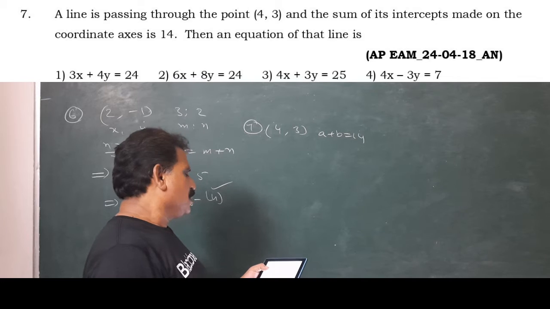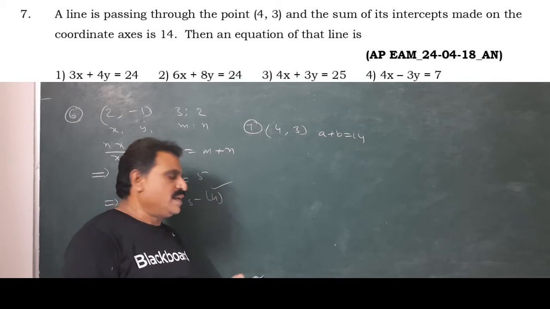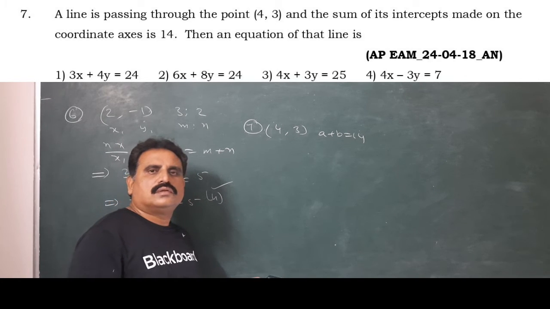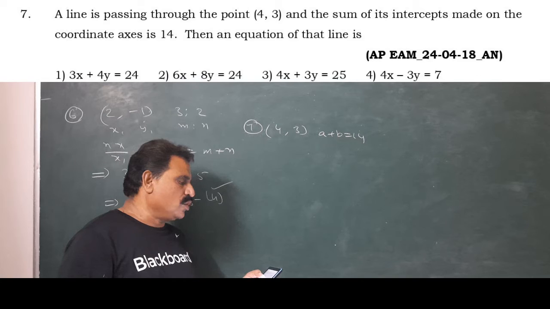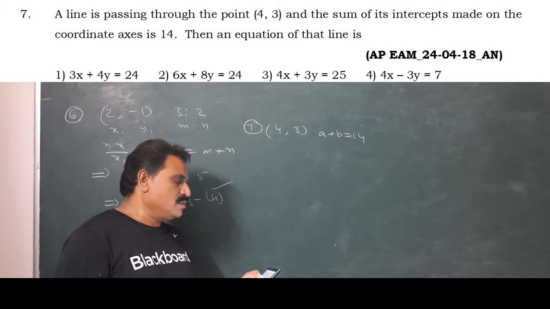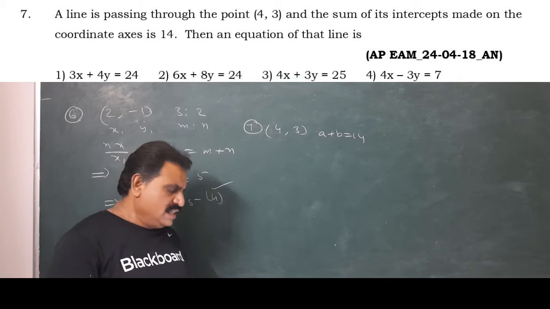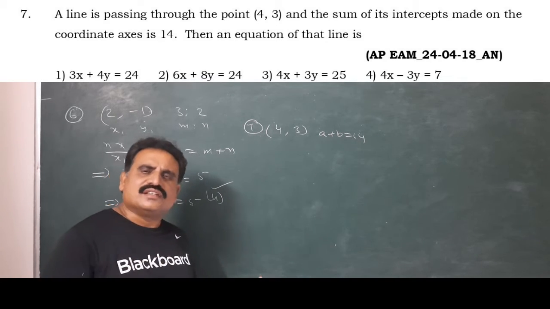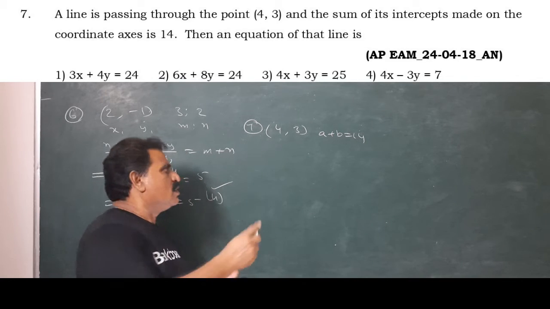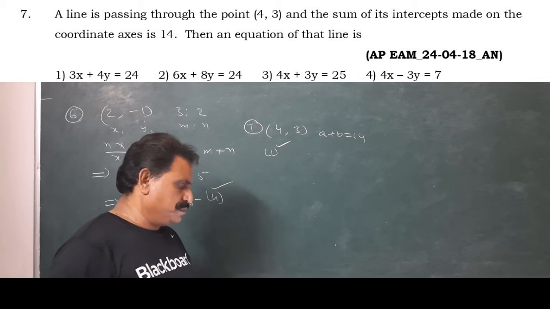First option, for the point: 12 plus 12, 24, the point is satisfied. Next, the intercepts: x-intercept is x by 8 divided with 24 plus y by 6. 8 and 6, 8 plus 6, 14. So the line satisfies both of the given conditions. We need not check the second, third, fourth. The first option is the right answer because it satisfies both the conditions.